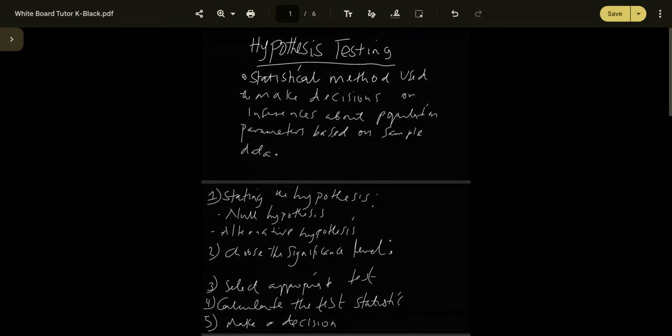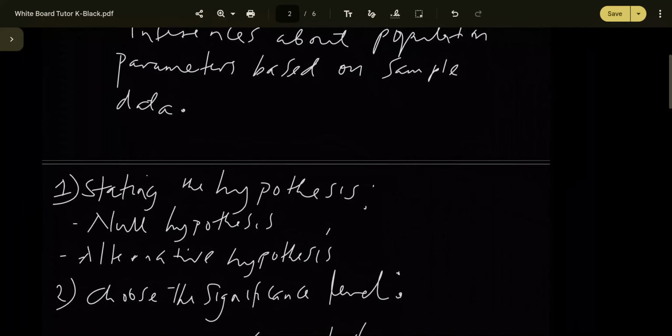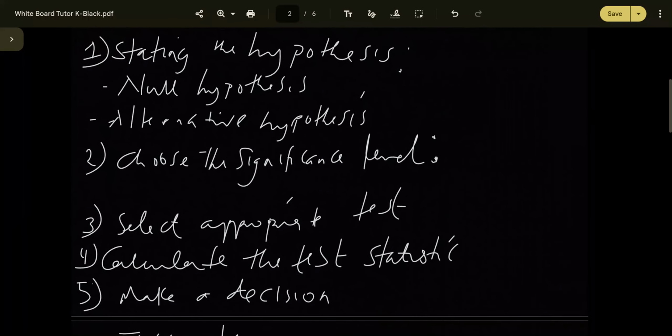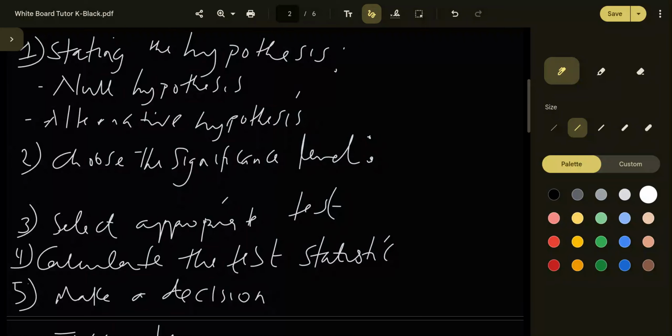Then the second thing that you do, you have to choose the significance level. For the significance level, in most cases it is always stated. Sometimes it is at 0.1, sometimes it can be 0.05. It depends, but you're always given the significance level in the question. The significance level will always be given.